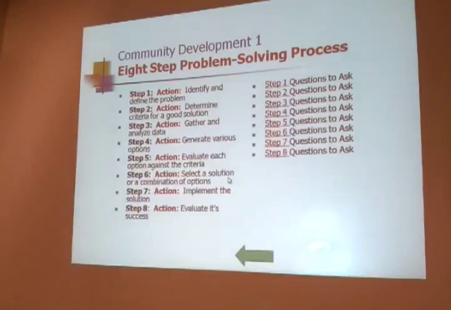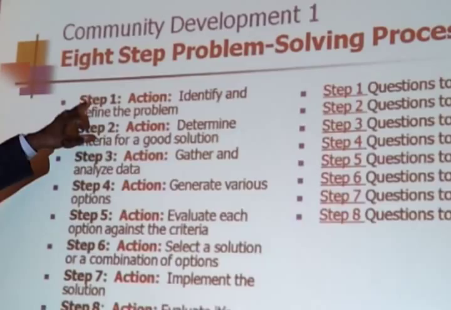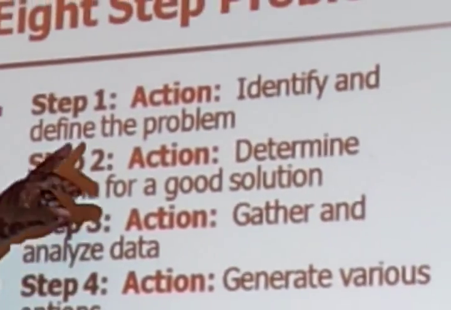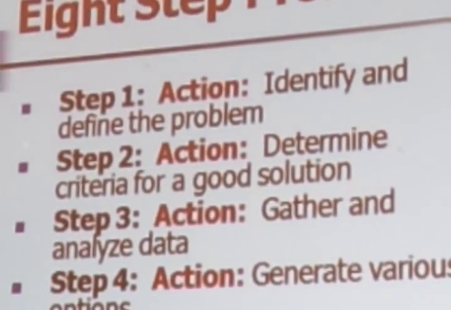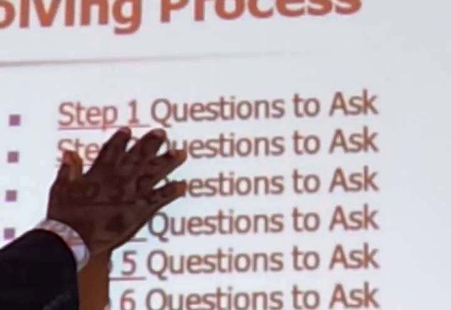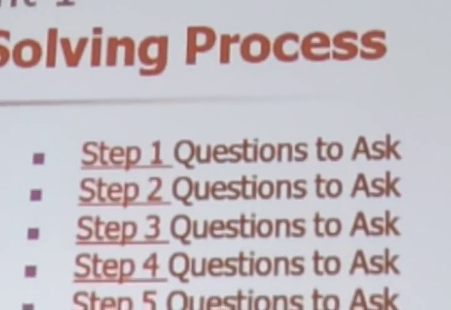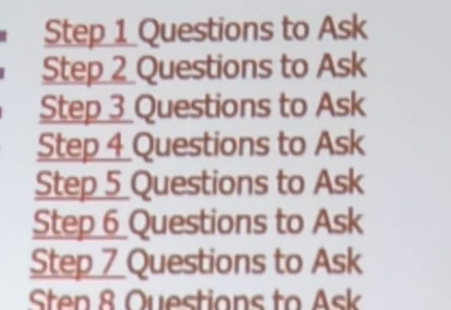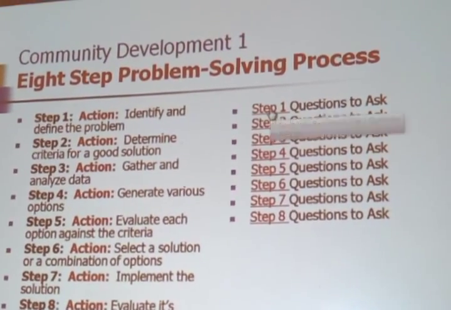Now, with the 8-step solving process as an example, it goes in depth for step 1. First of all, in step 1, you have to understand the action. The first thing is you have to identify and define the problem. Over here in step 1 are the questions to ask. And I'm only going to do one to give you an idea. It tells you what you must do first, identify it and define the problem. Step 1, questions to ask when you identify and define the problem are here. Very simple. I'll do one.